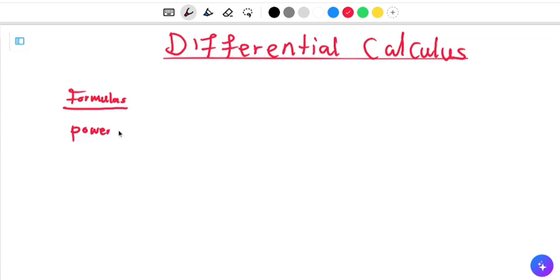So how can you apply the power law? Usually the power law applies when you have a question in this form where you're going to have x to the power n. So in this case, n is the power.